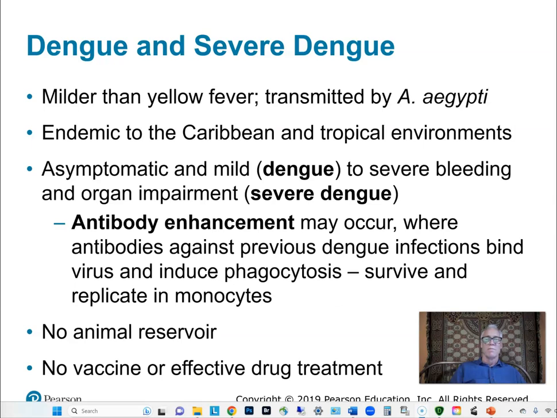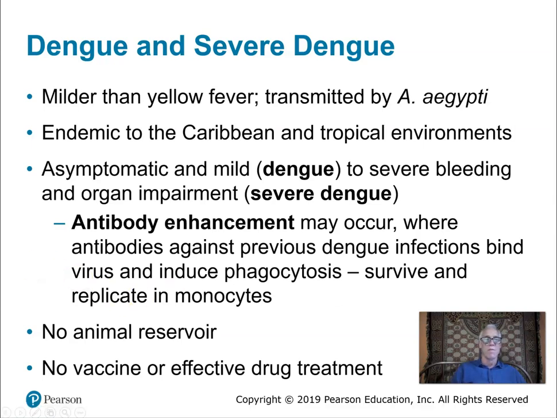And so if there's already antibodies to the virus when it comes to the body and starts infecting, the antibodies bind to the virus, and then the Fc receptor causes them to be phagocytosed by macrophages and monocytes, and they survive and multiply right in those cells. So it almost enhances the uptake of them by phagocytes, which is their home, and they replicate in there, and they cause disease. So kind of ironic. No animal reservoir, no vaccine or effective drug treatment. Just got to treat the symptoms and wait it out.